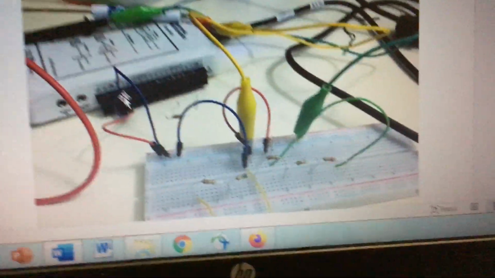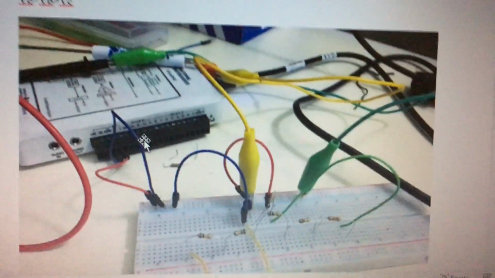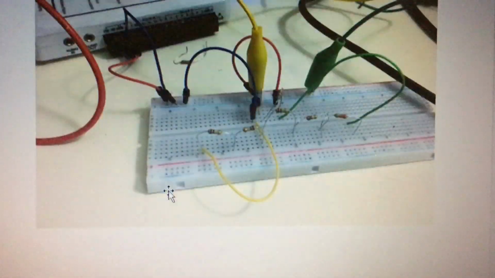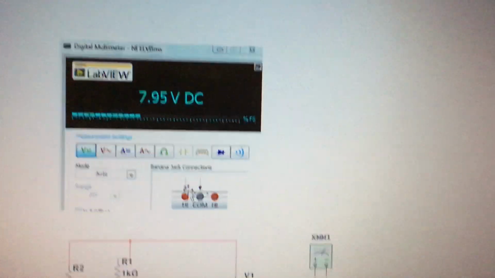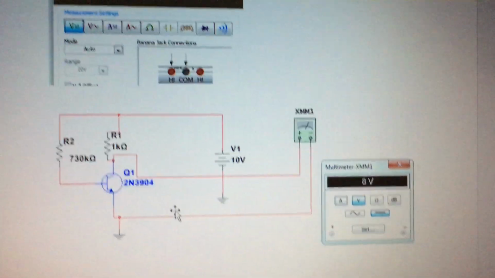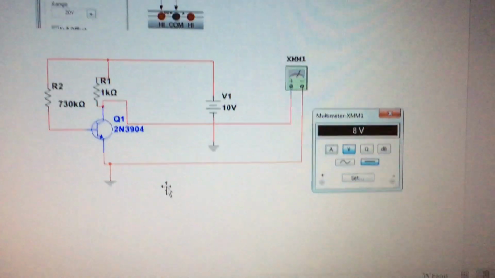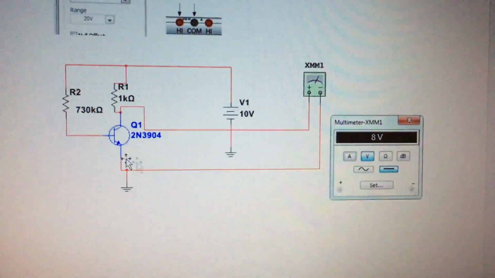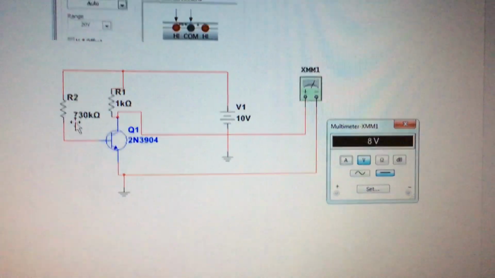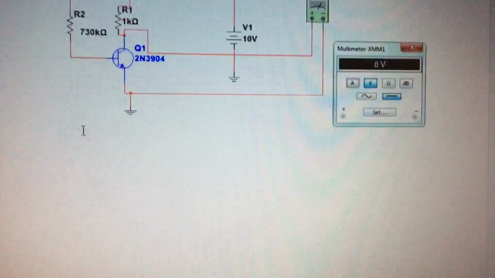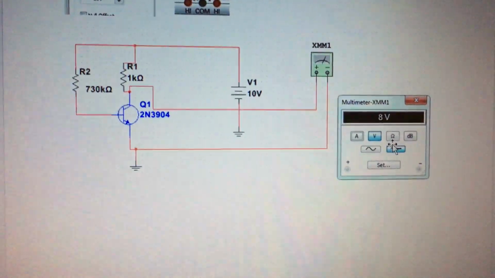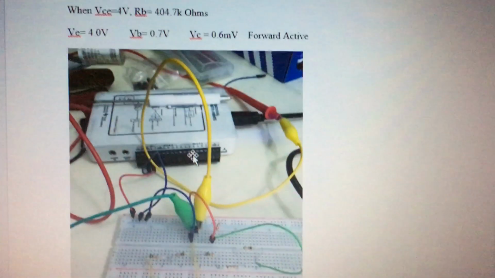Here's the setup for the circuit. Sorry, I got distracted. I used the MyDAC, both the multimeter. And here is the Multisim, where it actually differs in the value for the base resistor. Well, it still gets me 8 volts, just a different value there.